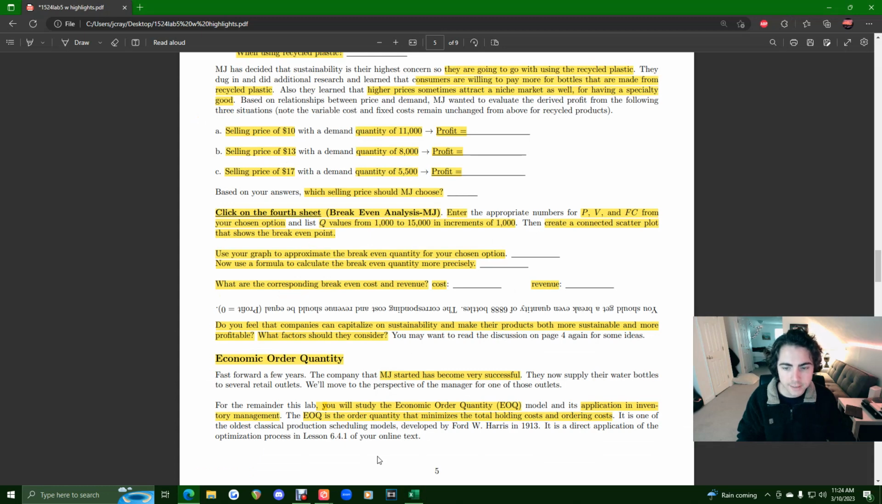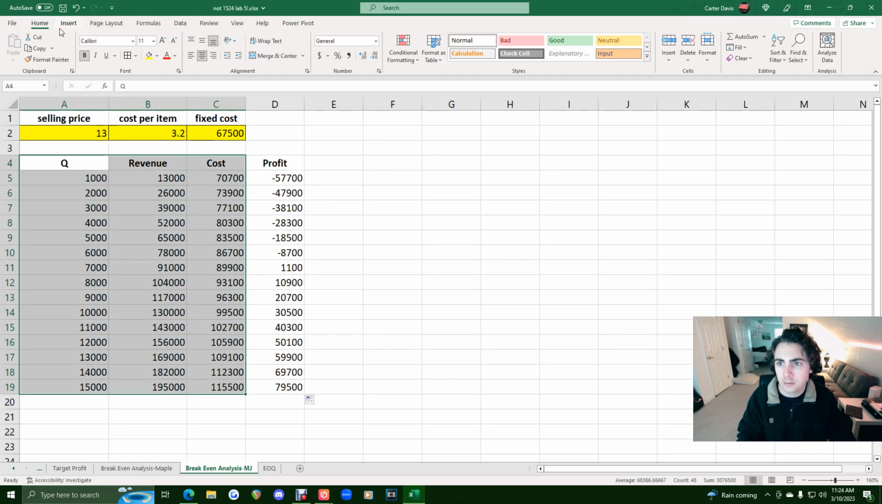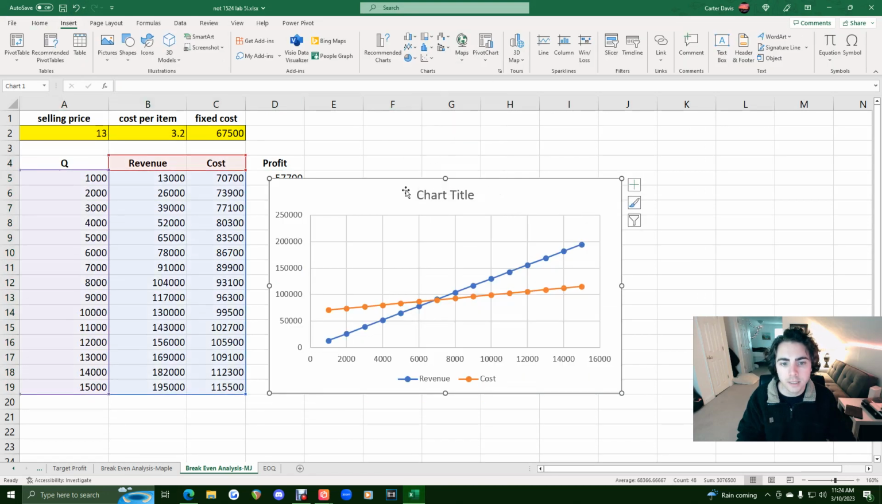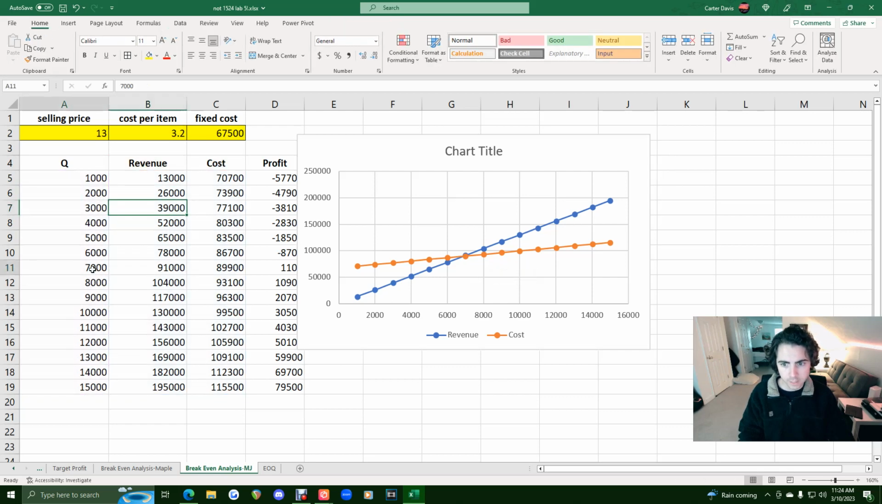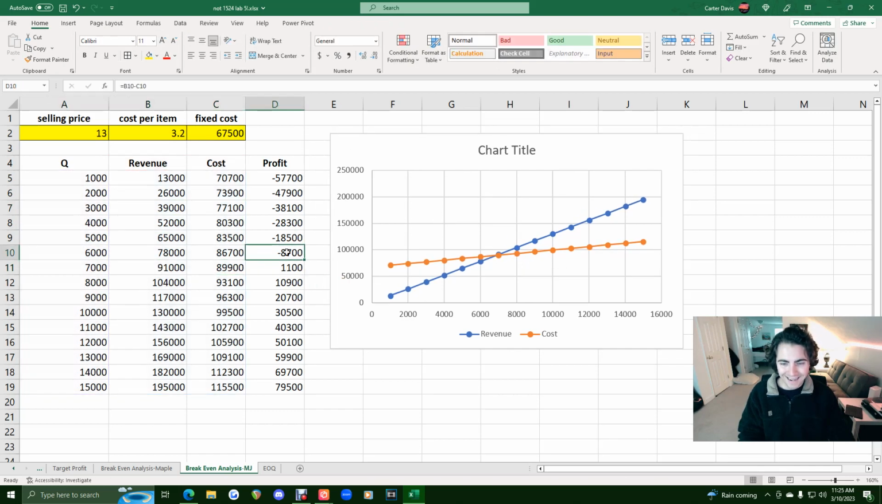Create a connected scatter plot that shows the break-even point. So that would just be quantity, revenue, cost, insert, scatter plot, connected lines. You can see the break-even point where they intersect, approximately at a quantity of 7,000. So about 7,000. You can see that's where the profit has also gone from negative to positive, just barely into the positive. So the quantity might be 6,900, something like that.